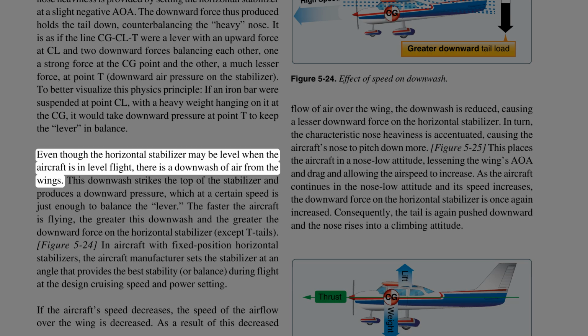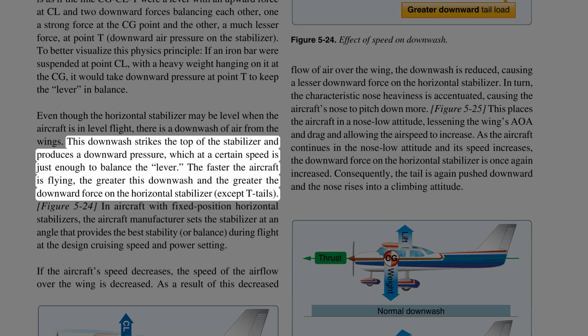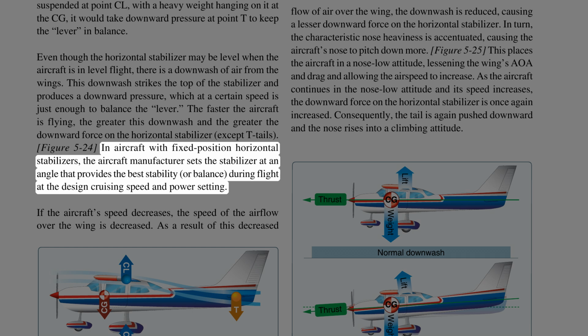Even though the horizontal stabilizer may be level when the aircraft is in level flight, there is a downwash of air from the wings. This downwash strikes the top of the stabilizer and produces a downward pressure, which at a certain speed is just enough to balance the lever. The faster the aircraft is flying, the greater this downwash and the greater the downward force on the horizontal stabilizer, except T-tails. In aircraft with fixed position horizontal stabilizers, the aircraft manufacturer sets the stabilizer at an angle that provides the best stability, or balance, during flight at the design cruising speed and power setting.